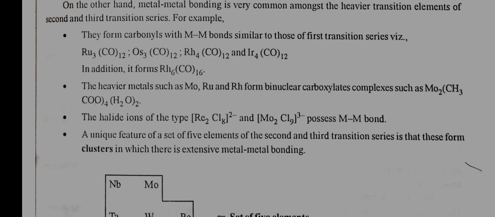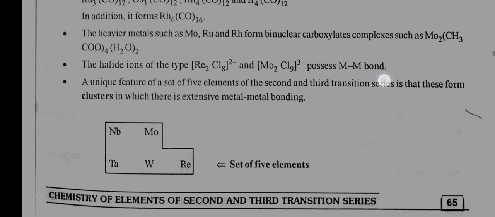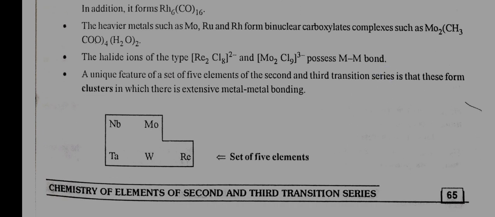For example, Ru3(CO)12, Os3(CO)12, Rh4(CO)12, and Ir4(CO)12. In addition, it forms Rh6(CO)16. Second, the heavier metals such as Mo, Ru, and Rh form binuclear carboxylate complexes such as Mo2(CH3COO)4(H2O)2. The halide ions of the type Re2Cl8 2− and Mo2Cl9 3− possess metal-metal bonds.